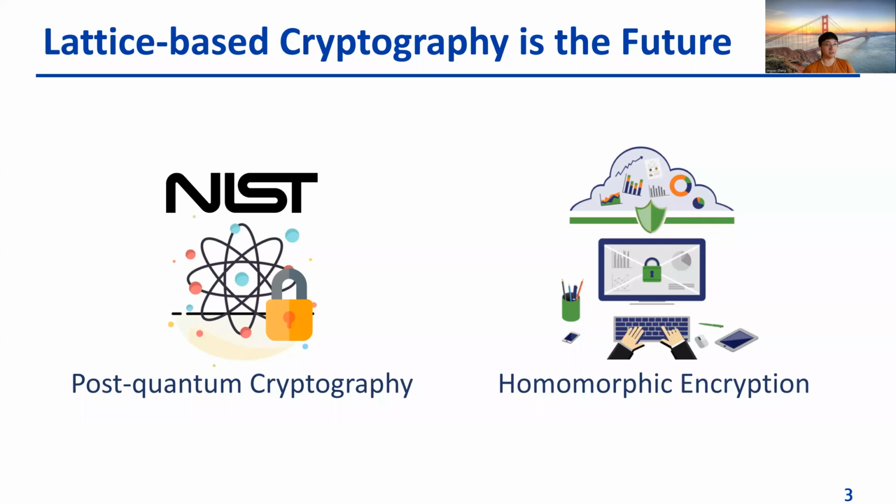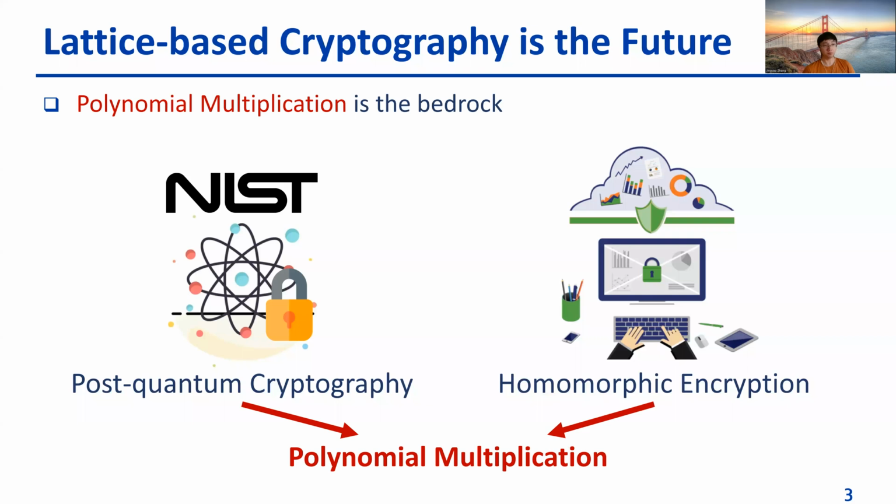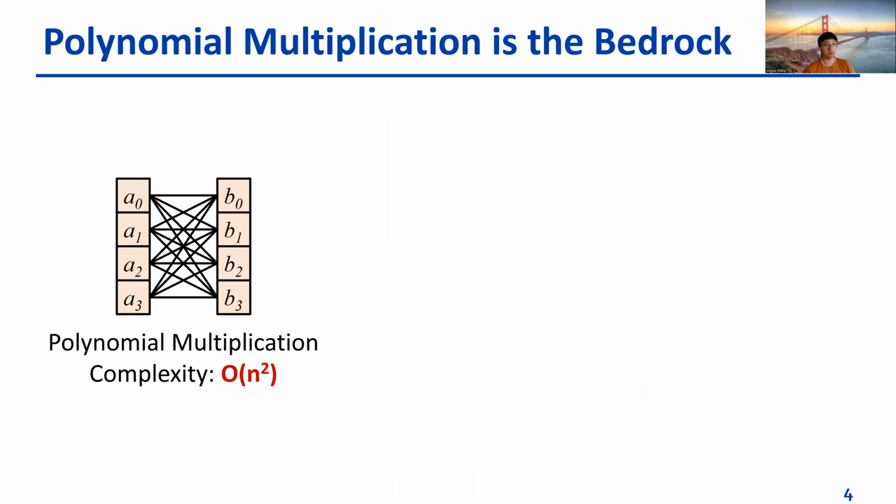Lattice-based cryptography is a promising technique to protect privacy and data security in the next generation of computing and communication technologies. The most important and time-consuming kernel within common lattice-based cryptography applications is polynomial multiplication. From the schoolbook, the computing complexity of polynomial multiplication is n squared, which includes n squared multiplications.